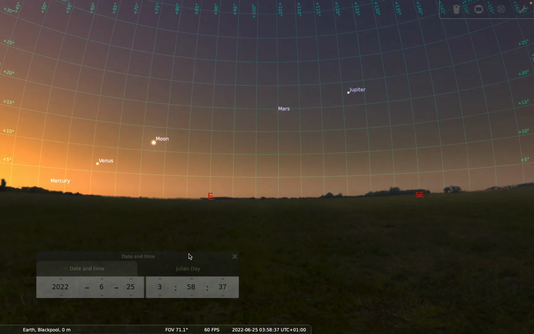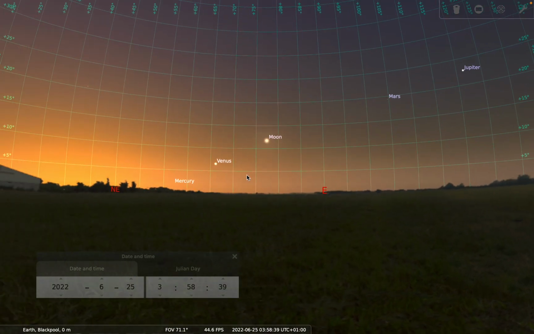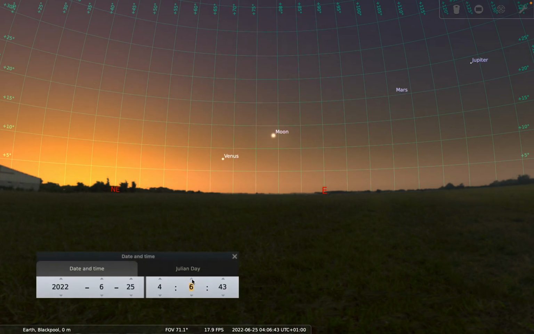The only problem is that, as you can see, it's getting very bright over here towards the northeast. And that's because the sun's rising. So there wasn't really a whole lot of time to see this.